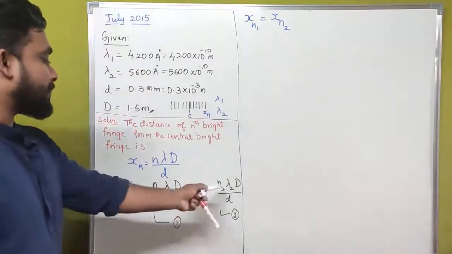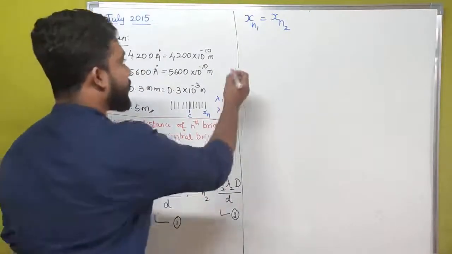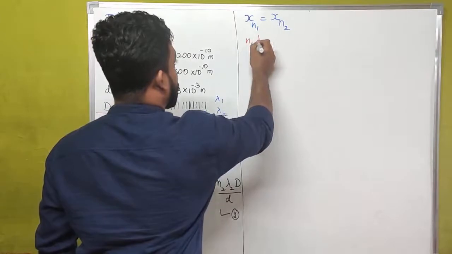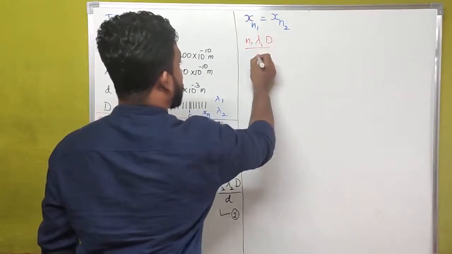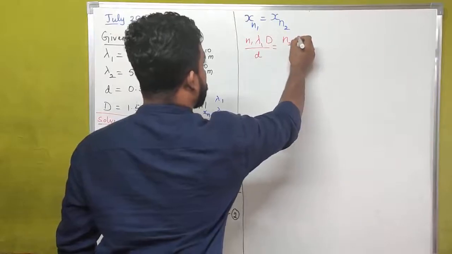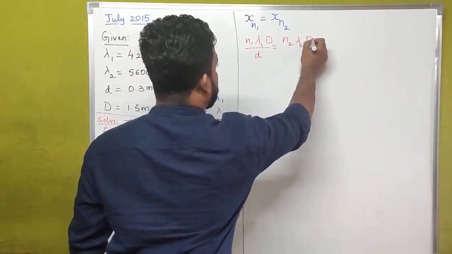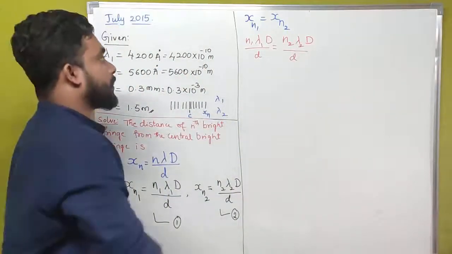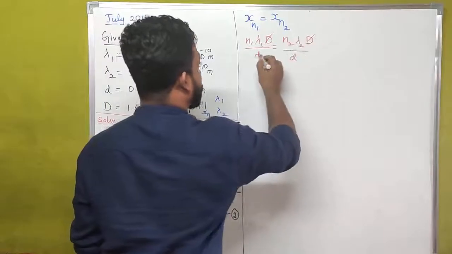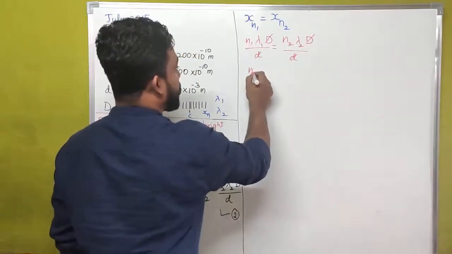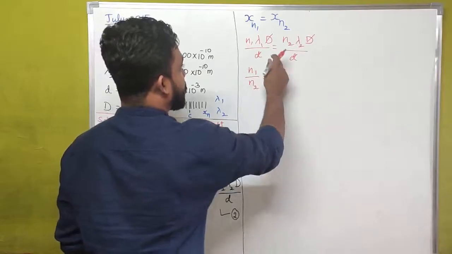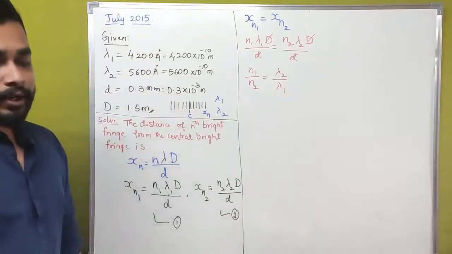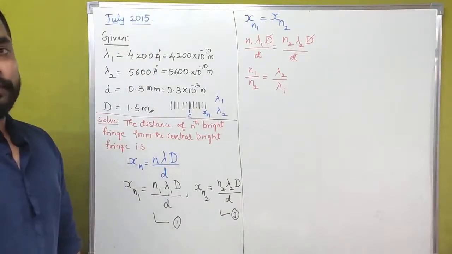If we substitute the values of xn1 and xn2, what will we get? That is n1 lambda 1 capital D divided by small d is equal to n2 lambda 2 capital D divided by small d. This is our modified expression. If we cancel all these things, the remaining thing is n1 divided by n2 is equal to lambda 2 divided by lambda 1.